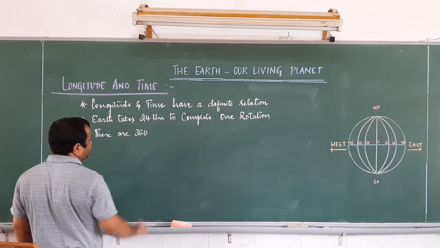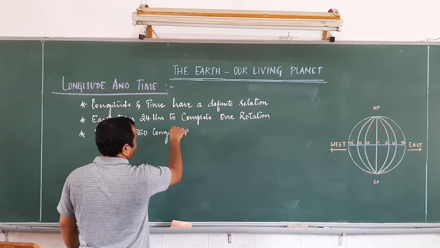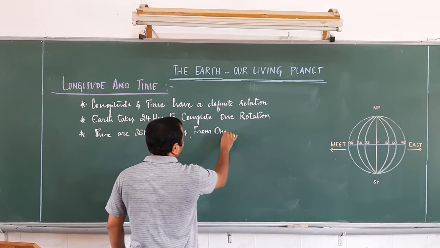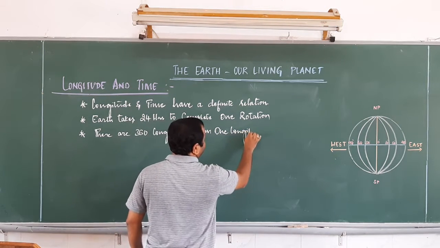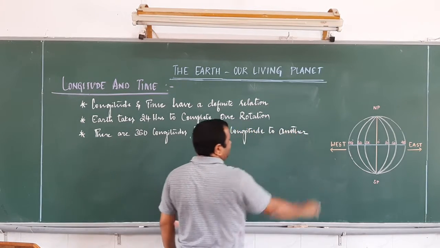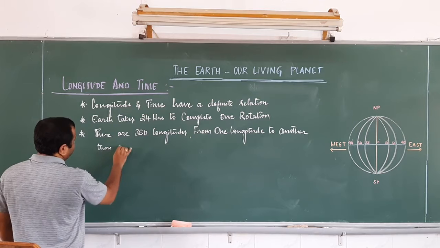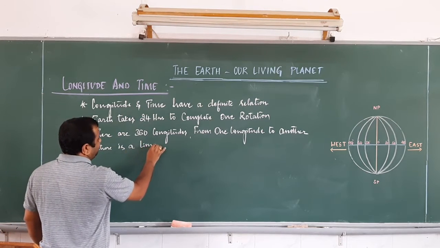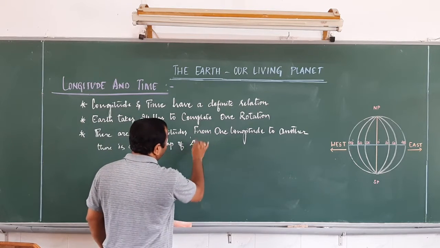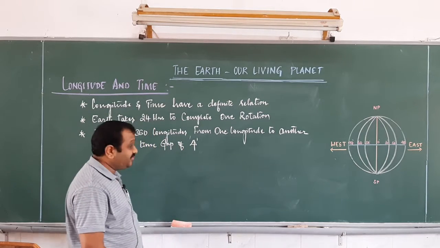There are 360 longitudes on the globe. From one longitude to another, there is a time gap. How many minutes? 4 minutes. There is a 4 minute gap.